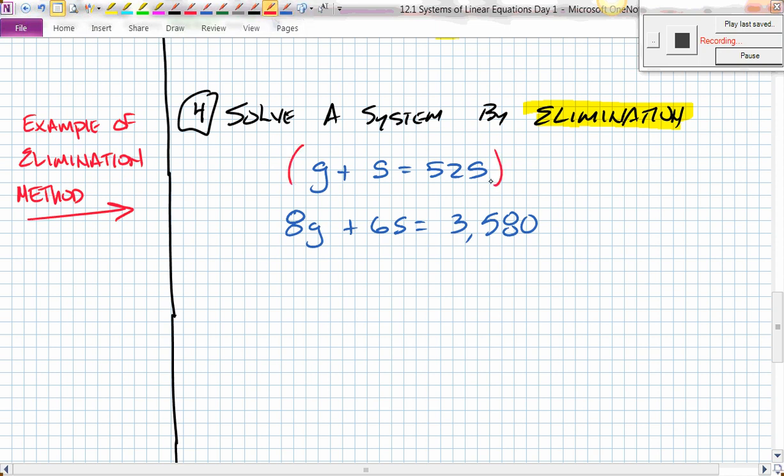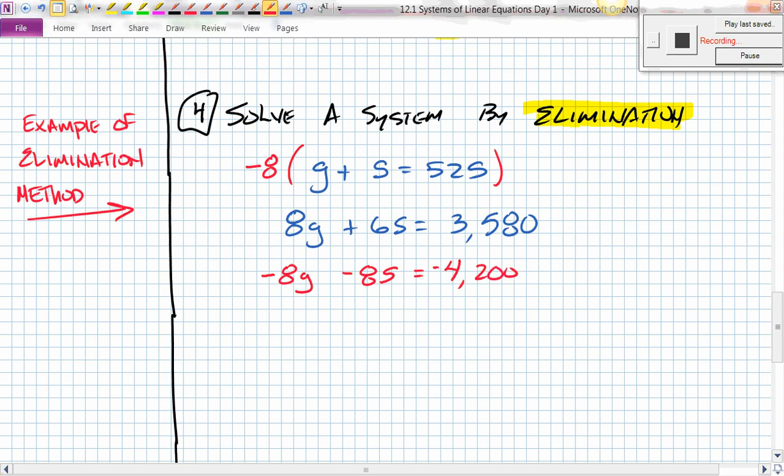If we want to eliminate the g, that means we have to multiply the entire equation by the opposite of the coefficient in front of the other g. You got it. -8. So here's what that gives us. That gives us negative 8g minus 8s equals, what's 8 times 525? Help me out. Negative 4,000, thank you very much.